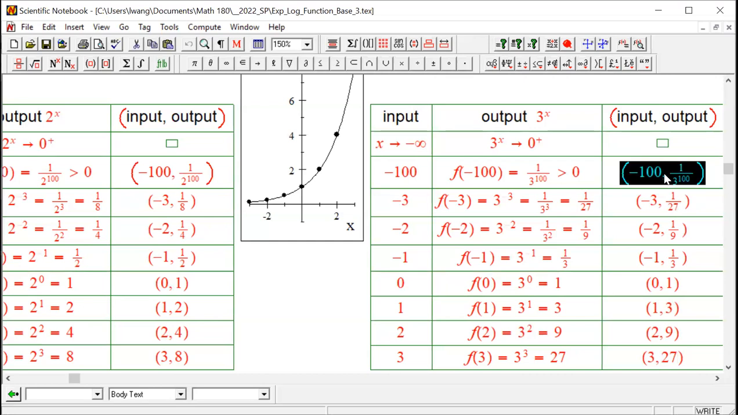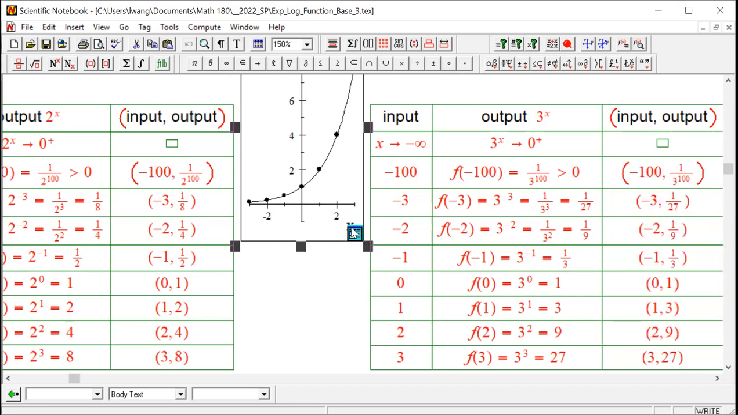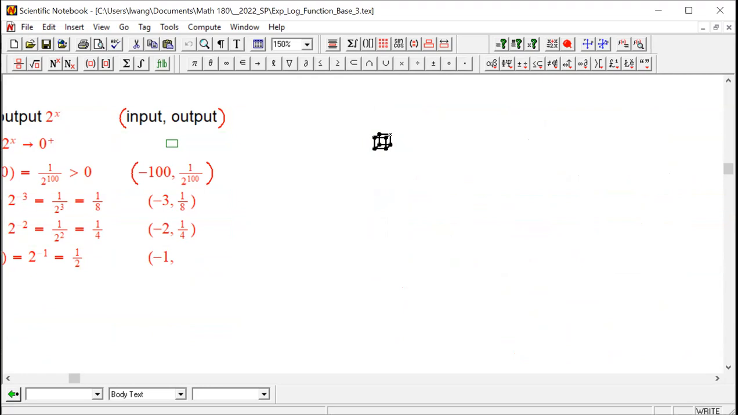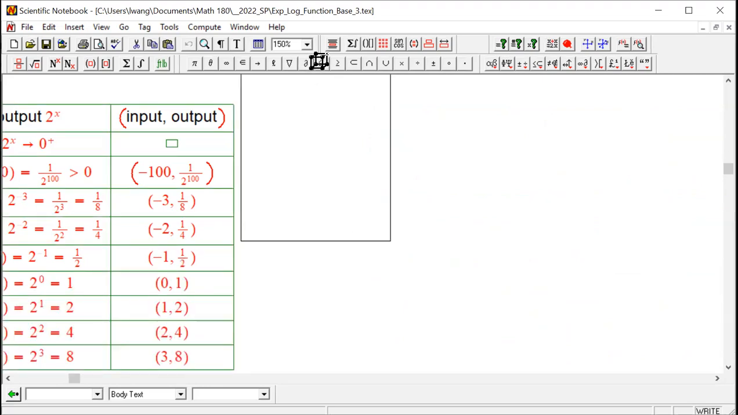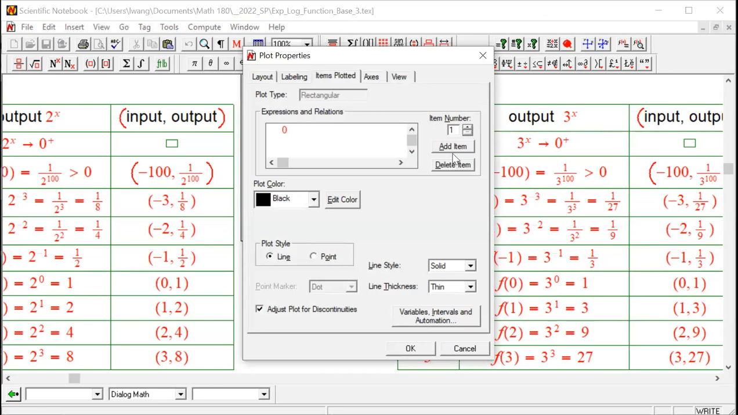What happens if we plot all of these points in that graph? If we plot all of these points in that graph, okay? So let's see, what are we getting? We're gonna have to choose a color, don't we?